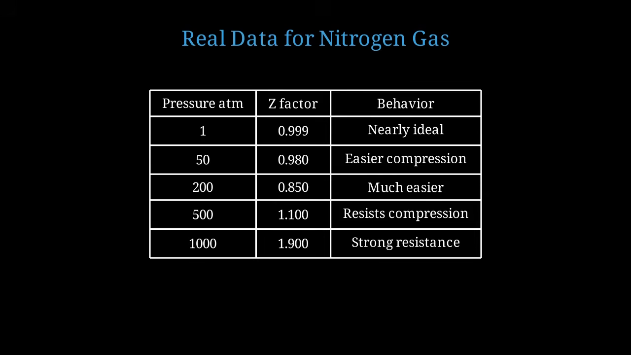But at 500 atmospheres, Z jumps above 1. Now molecular volume dominates, and the gas resists compression. At 1,000 atmospheres, Z is 1.9. The gas is almost incompressible. So what's really going on? Why does the ideal gas law fail so dramatically?